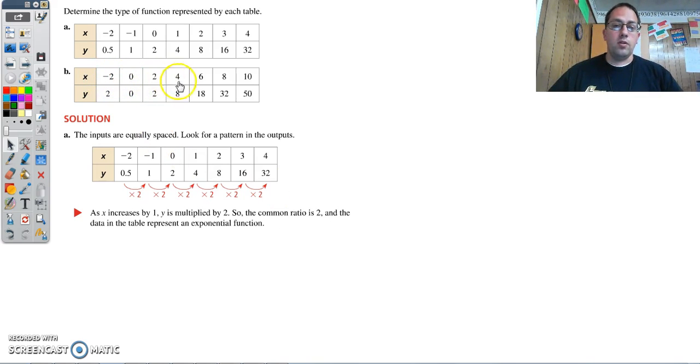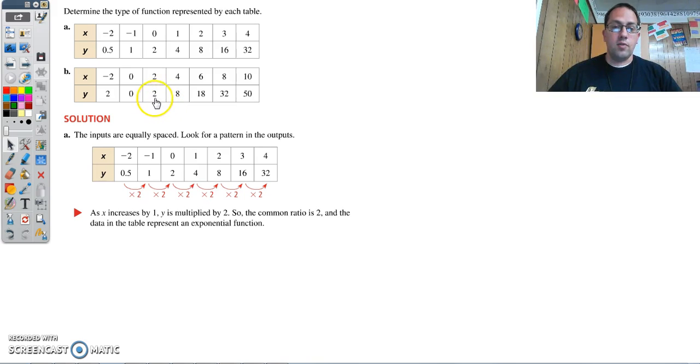So let's take a look at B. Again, notice your x's, your inputs, are evenly spaced. Now, they're not going up by 1 like they were in problem A, but they're going up by 2. Up 2, up 2, up 2, up 2. So they're still evenly spaced, so we want to find a pattern in the y's.